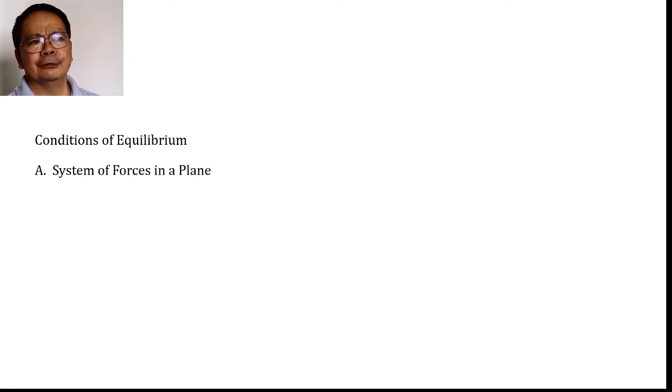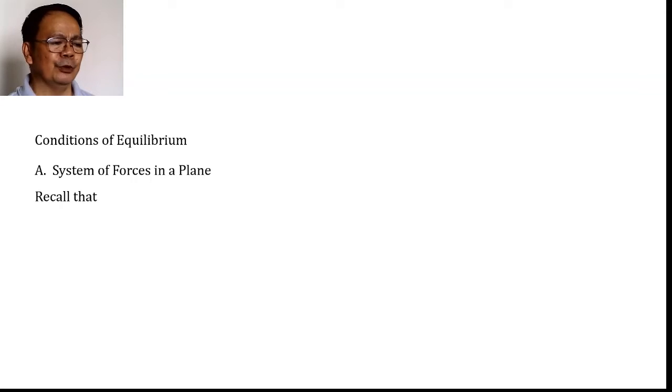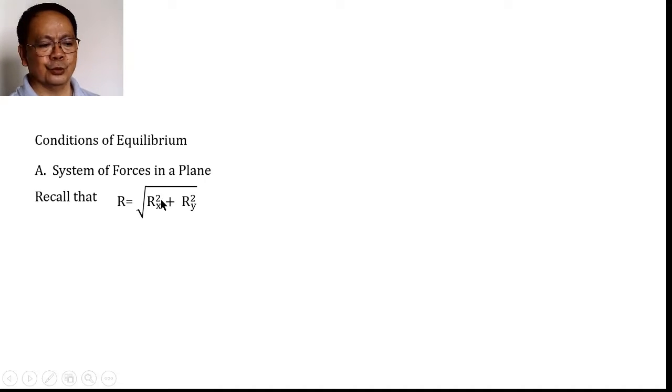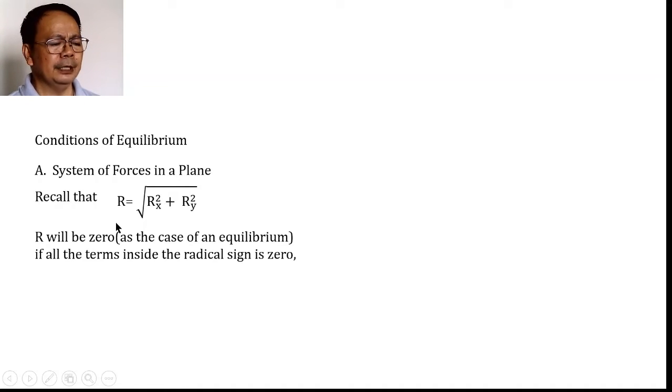Una, meron tayong tinatawag na system of forces in a plane kapag 2-dimension lamang. At alam natin, kung babalikan natin yung ating pinag-aralan last time, we will recall that the resultant force of any force system in a plane is equal to the square root of Rx squared plus Ry squared. But a condition of equilibrium will exist if the resultant is 0. So that if R will be 0, as in the case of an equilibrium, then all the terms inside the radical sign must be 0. Okay, para maging 0 ito, kailangan yung lahat ng term inside this radical sign will be 0.